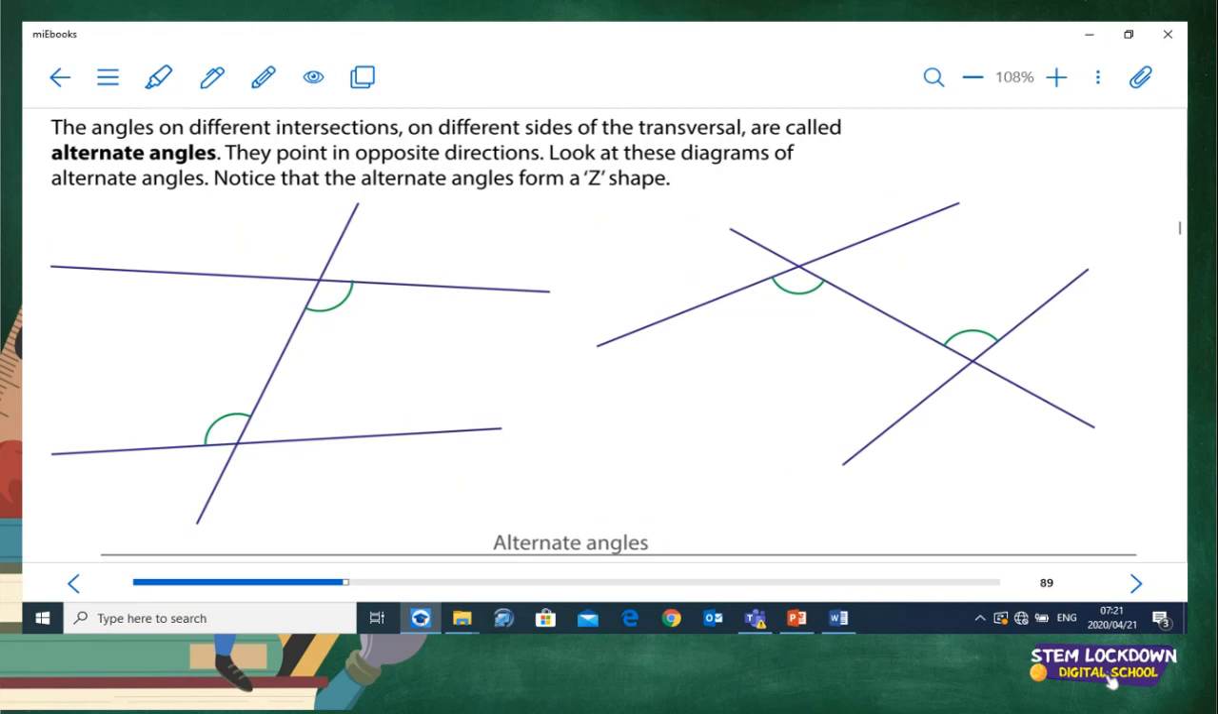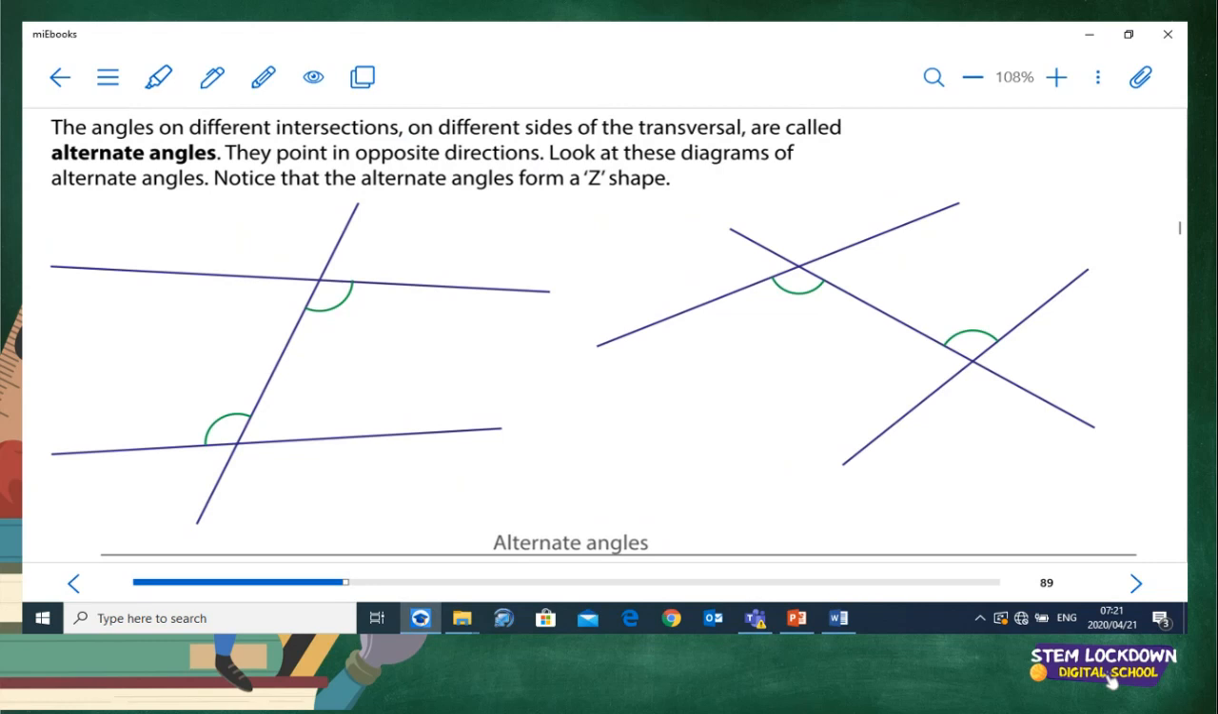Now, if you look at the first one here, we spoke also about the alternate angles. We did not do justice to this concept. So I would like to further define it, that the angles on different intersections, which are on different sides of the transversal, are called alternate angles. They point in opposite directions, as you can see. They form what we call a Z shape. So these are the two angles which are known as alternate angles.